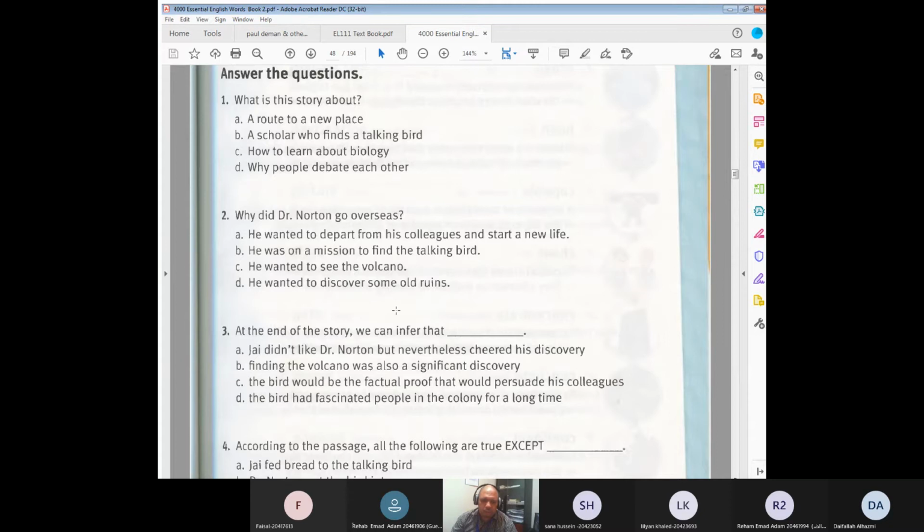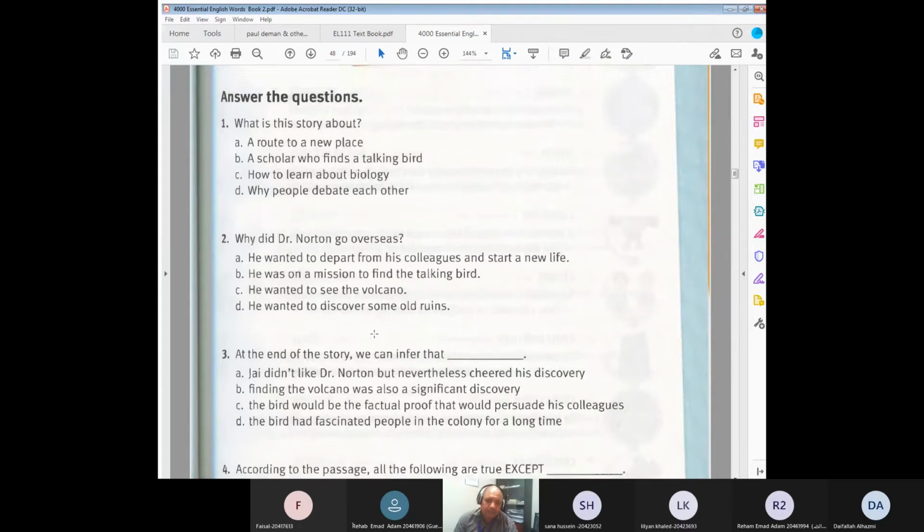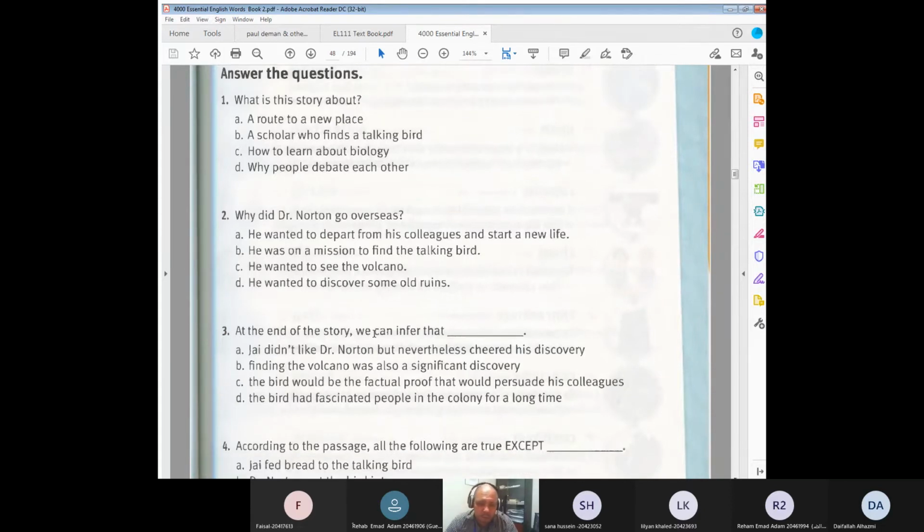Okay, so what is this story about? Remember, it's not about the answer as much as it is about learning how to choose the right answer. How to choose the right answer would require of you to read the four choices very carefully, which some people do not do. So read the four choices very carefully and then come up with an answer. So what is this story about?